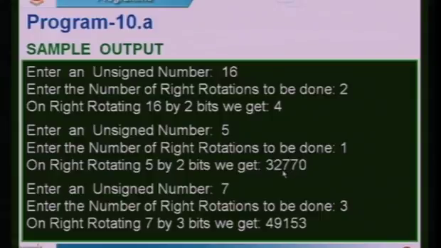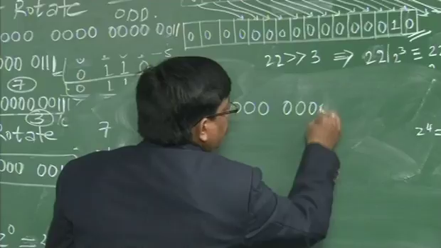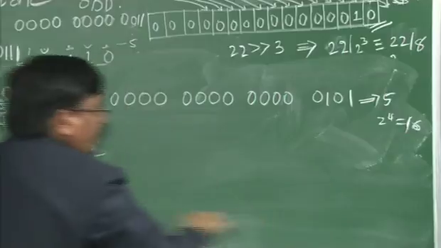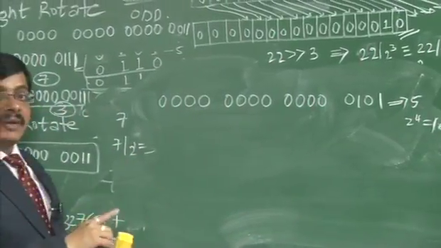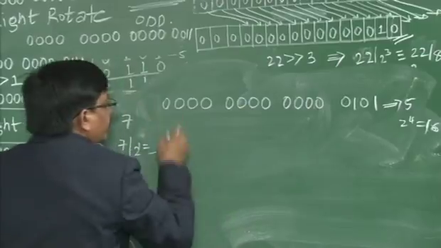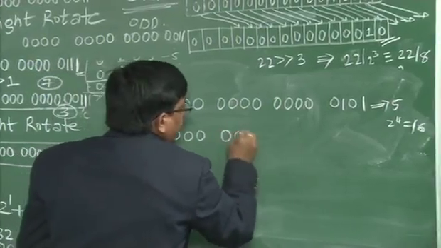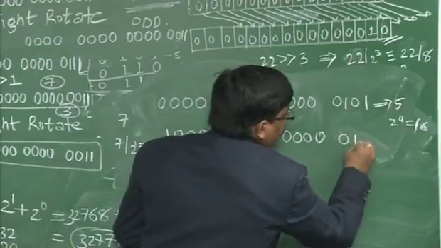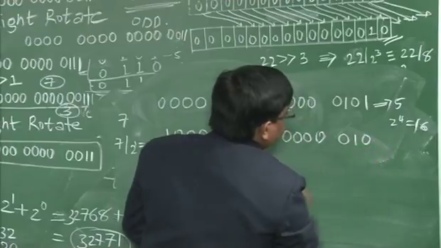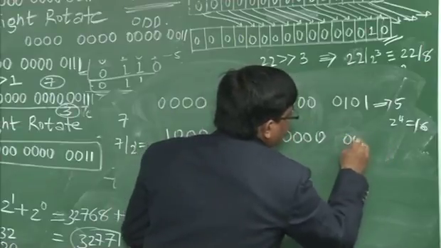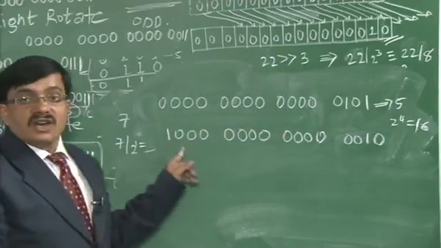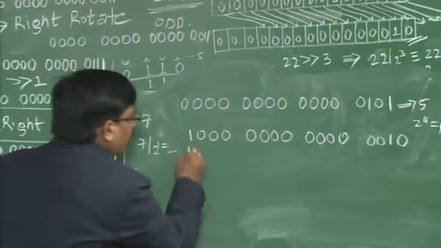So here, when the value is 5, the sequence will be like 0 1 0 1. This is the value corresponding to 5. Now when I perform the right rotation by 1 bit, what sequence do I get? This 1 will come to this particular position, so 1 0 will be moved there. This is the sequence I get after performing right rotation by 1 bit. Fine. When I perform the right rotation by 1 bit, this 1 has come there.